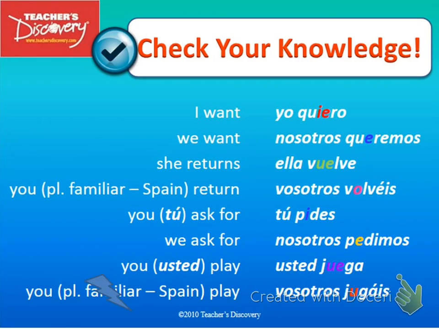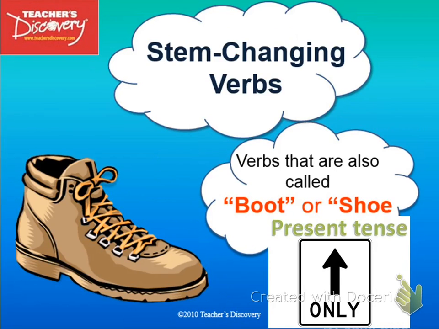You play would be juega with a UE change, and then we don't worry about the vosotros form, although do notice that the nosotros form would not get the change because nosotros and vosotros are out of the boot. So again, stem changing verbs we call boot or shoe verbs, and that only happens in the present tense.